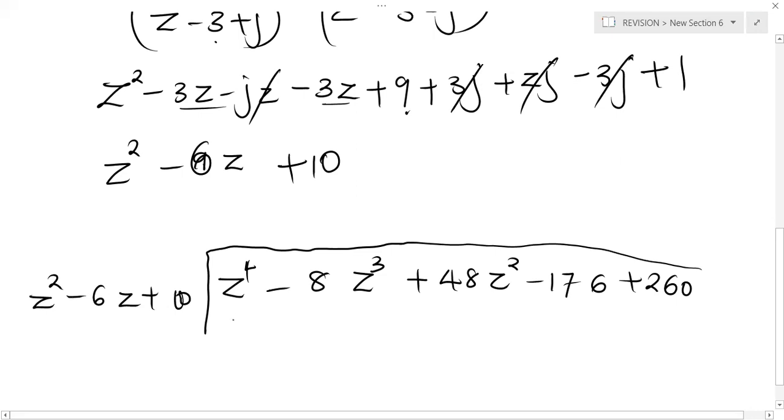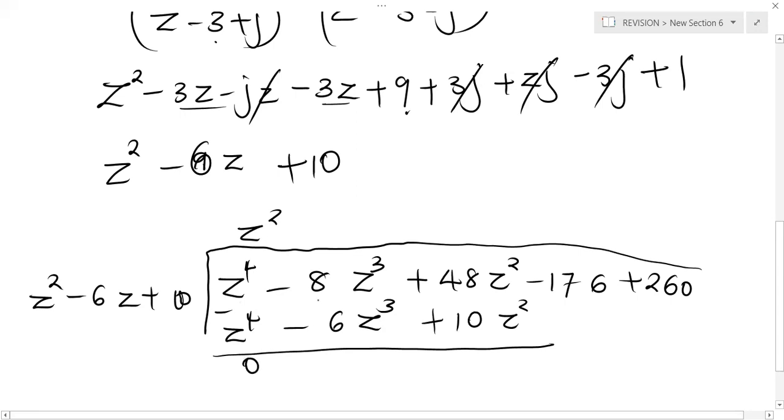Okay, fine. So we need to get z raised to power 4 here. So what are we going to multiply this with? We will take z squared such that this gives us z to power 4. This and this gives us minus 6z cubed, and this gives us plus 10z squared. Subtracting this, we'll have 0 here. Minus 8 plus 6 will have minus 2z cubed. 48 minus 10 will have 38z squared. Minus 176, there's a z here, plus 260.